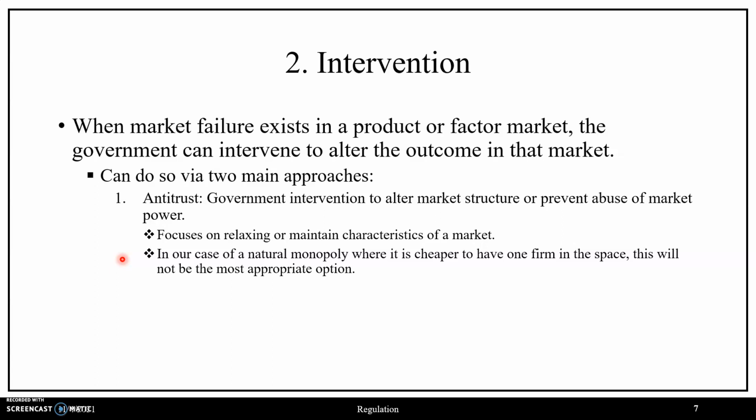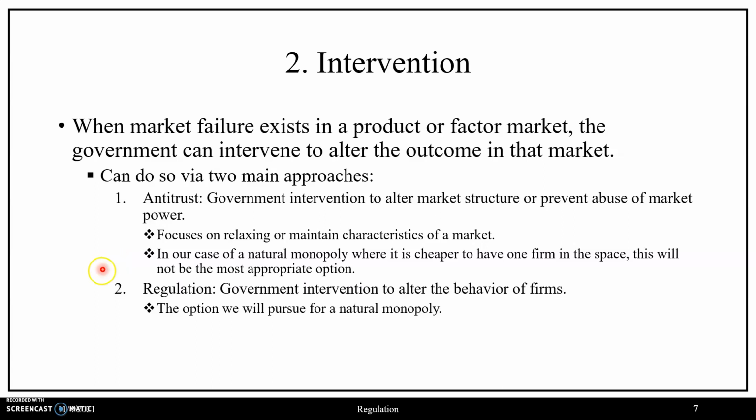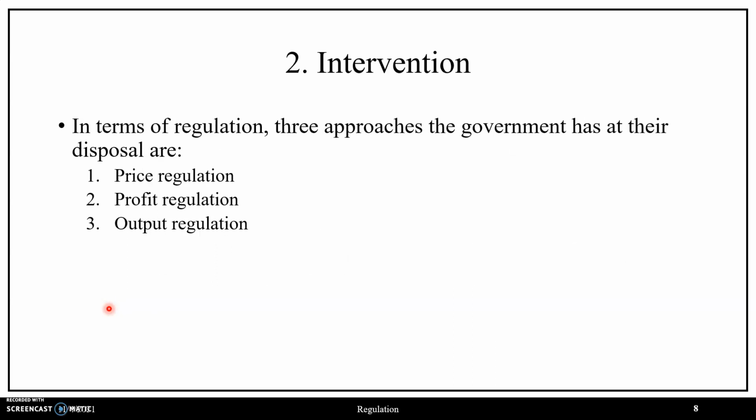Therefore, we will go with our second approach that the government has, which is regulation, in which the government intervenes to alter the behaviors of firms in the particular space. This is the option that we'll pursue for the natural monopoly market structure, where in terms of regulation, three approaches exist that the government has at their disposal in the form of price regulation, profit regulation, as well as output regulation, where we will examine each of these approaches individually and compare.